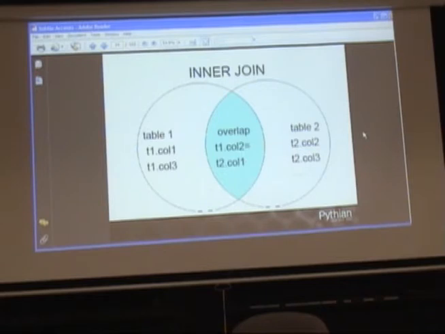However, the inner join, for example, this is the inner join, which is what this overlap is. So if you use an inner join, if there's something in table 1 that doesn't match anything in table 2, you're not going to get it. Similarly, if there's something in table 2 that doesn't match table 1, you're not going to get that either.